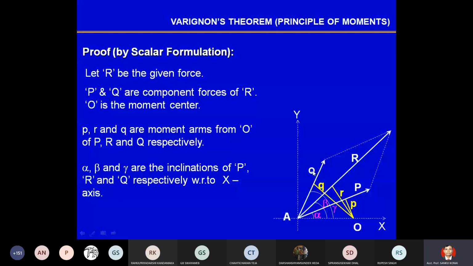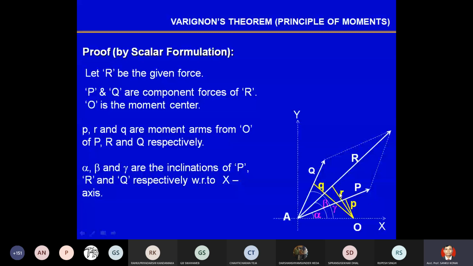Now we have to prove that the moment generated by R will be equal to the sum of the moments generated by P and Q. Alpha, beta and gamma are the inclinations of P, R and Q with respect to the x-axis. So alpha, beta and gamma are the three angles with the horizontal axis that we are considering, and small p, small q and small r are the perpendicular distances from this O point to all these forces. O point is here.